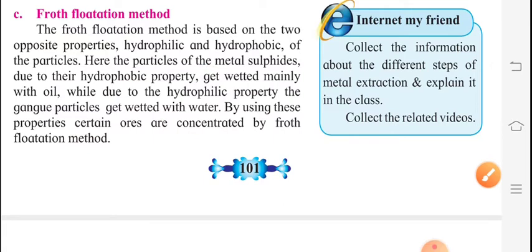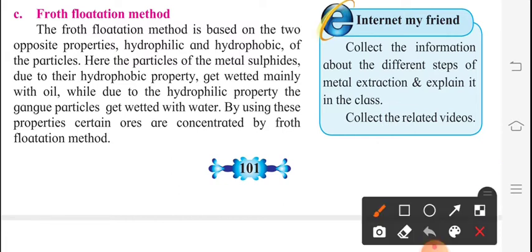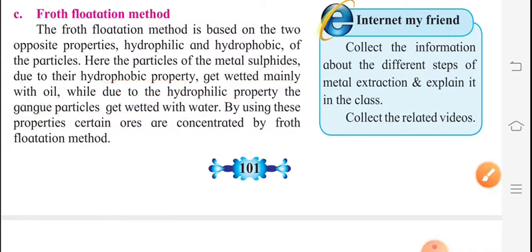In this method we are using two properties, one is hydrophilic and another one is hydrophobic. Here the particles of the metal sulfides, due to their hydrophobic property, get wetted. Which property? Hydrophobic property. They get wetted mainly with oil, and due to hydrophilic property, the gangue particles get wetted with water. These two are very important. One gets wetted with oil and the other one with water. So with the help of this property, we are using this froth flotation method.